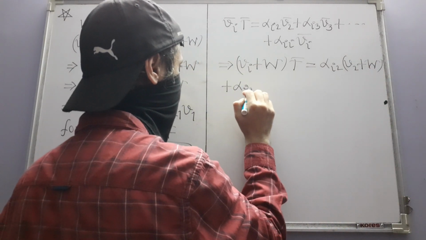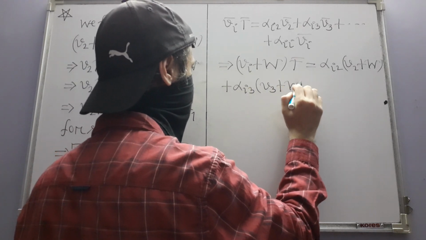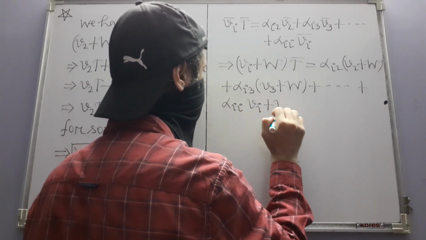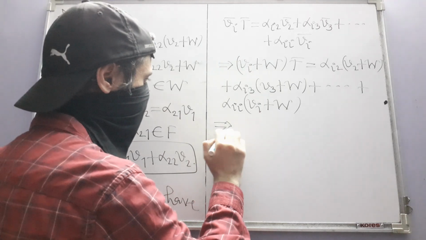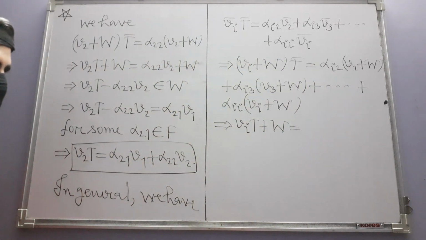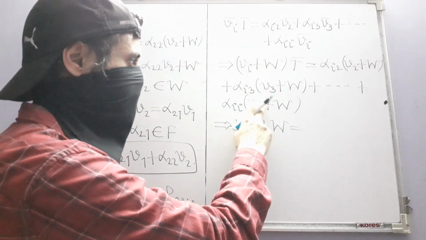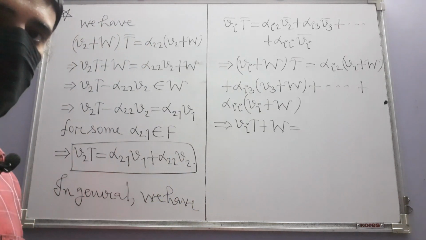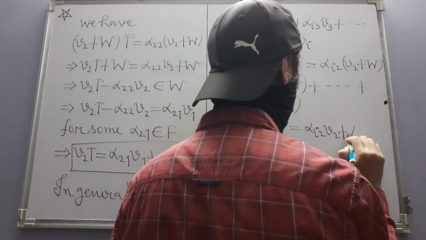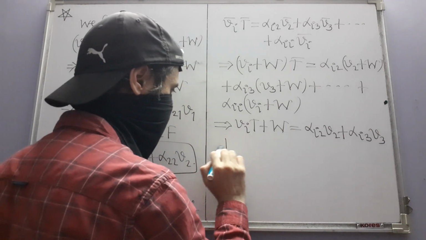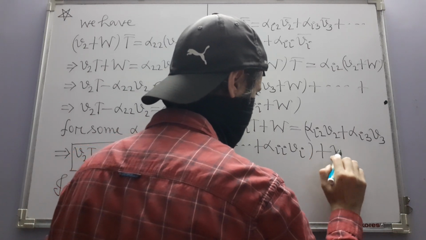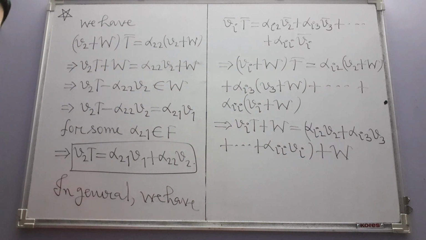plus alpha I3 times V3 plus W plus alpha II times Vi plus W. The left hand side is Vit plus W, and the right hand side, using both the definitions of scalar multiplication and vector addition, on the space V slash W, the quotient space, you get alpha I2 V2 plus alpha I3 V3 etc. plus alpha II Vi plus W. Do not forget to write that plus W. Both the sides are cosets of W.